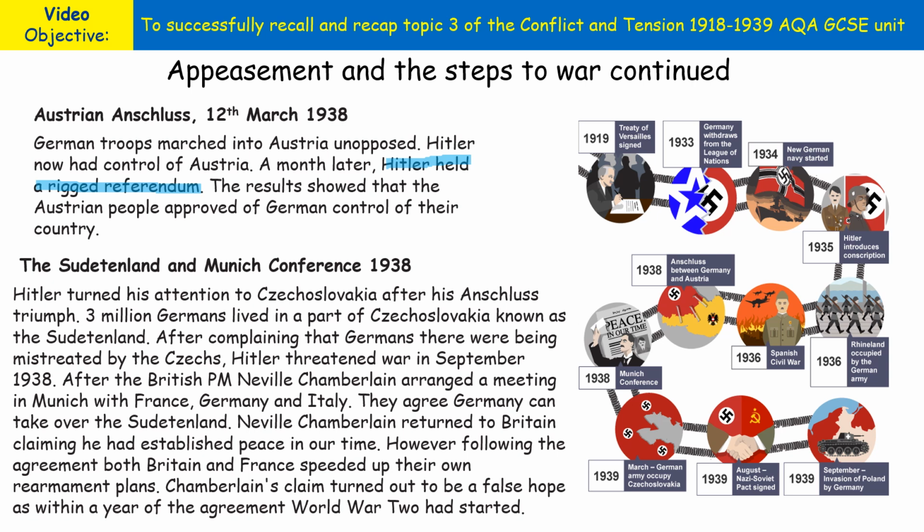So pretty much 99% of Austrians voted to join with Germany. So it was a rigged referendum. It wasn't a very fair or free referendum that took place.